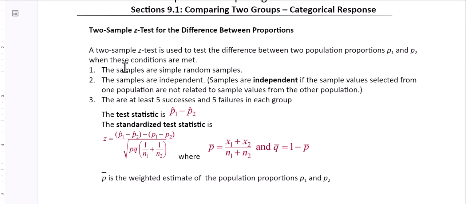But back to this, we are dealing with a categorical variable, so we're looking at proportions. And what we have done in the past sections is just with one proportion or one mean. Now we have two groups. So the first thing that we're going to do is make sure that the samples are simple random samples, that the samples are independent. And just as a reminder, what does it mean to be independent? Samples are independent if the sample values selected from one population are not related to sample values from the other population.